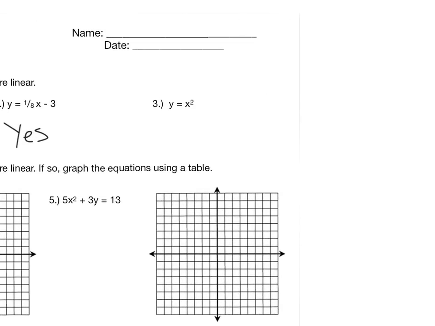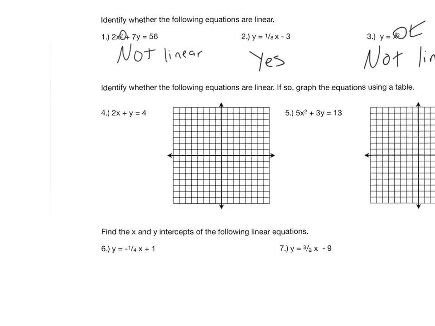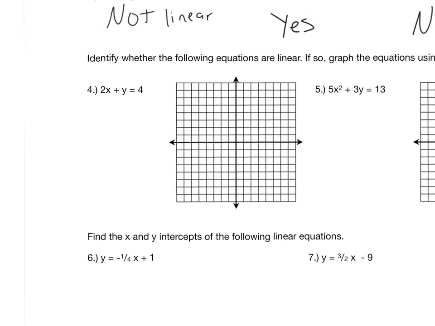And number 3, I hope you could already identify that this is not going to be linear because of that exponent there. So all you would have to do is put not linear on your test. Not linear, and that is it. Okay. So number 4, the type of problem that we did last week, where this is before we learned about intercepts. And I'm going to want you to create a table for these type of problems.